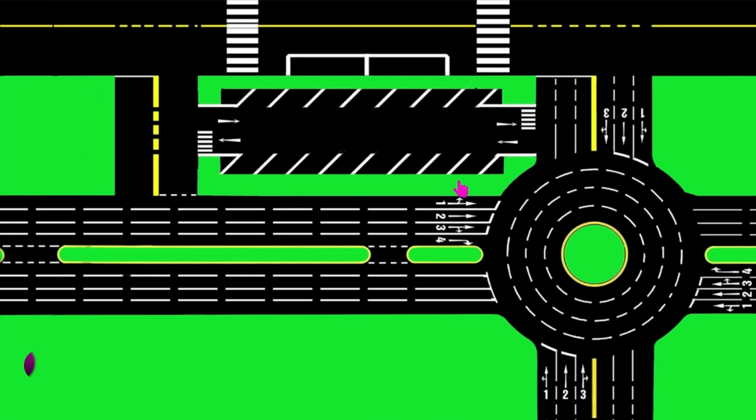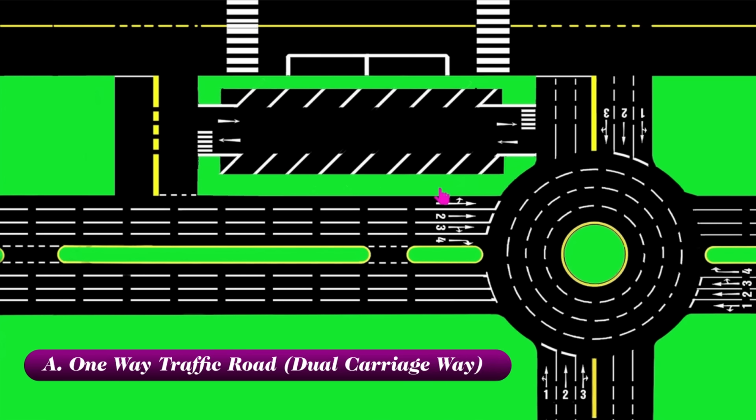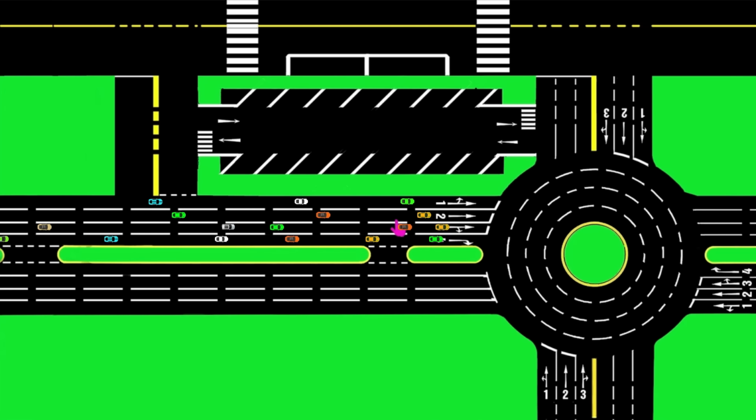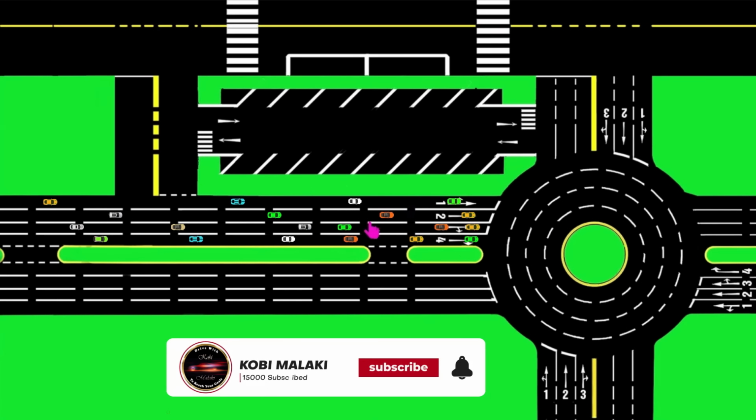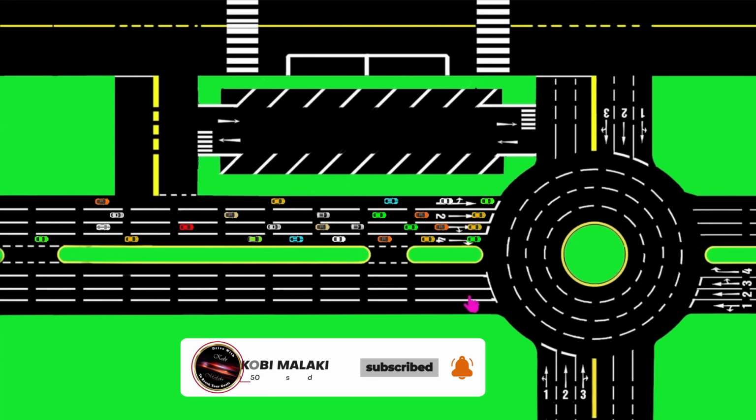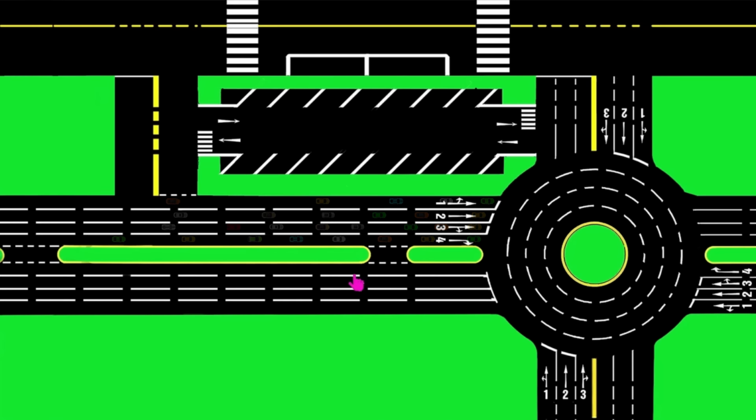One-way traffic road, also simply called the dual carriageway. This is a road where all traffic vehicles move in one direction. A road with white continuous or broken lines dividing the lanes into equal parts. A white continuous line means no changing lanes or overtaking. A white dotted or broken line means you can overtake or change lanes if the road is clear and safe.